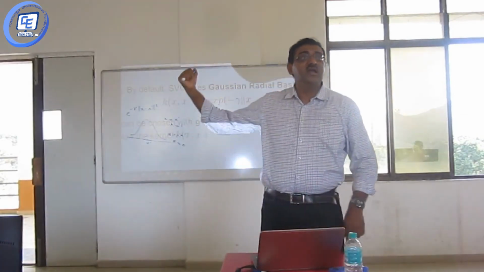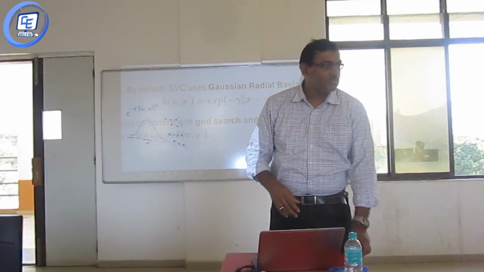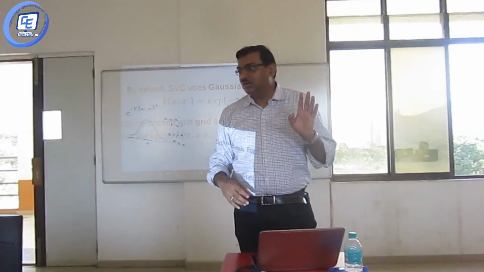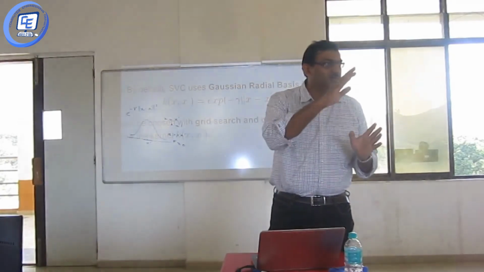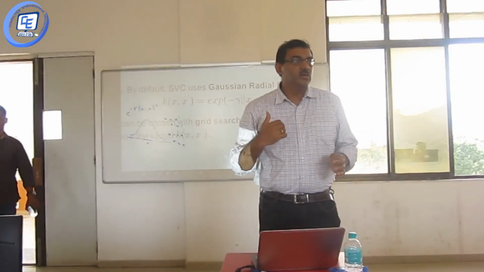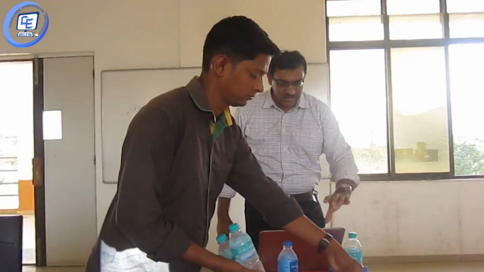So this gamma over here is one more hyperparameter. One hyperparameter was C, the cost penalty, how much error to tolerate if there is a spill. And this gamma is for the kernel. So there are two hyperparameters in SVM, C and gamma.